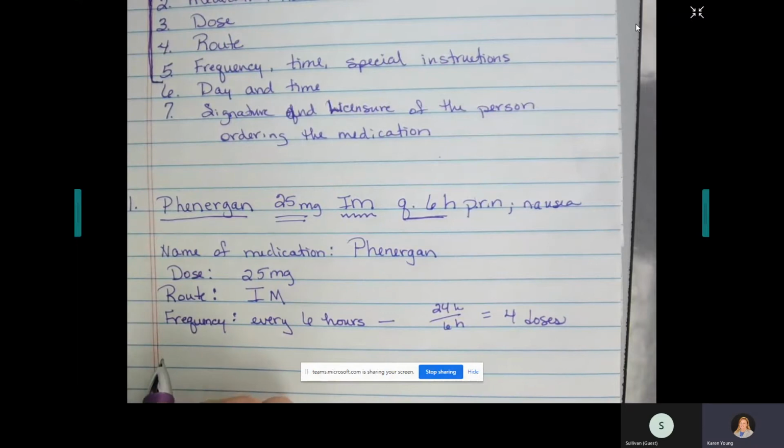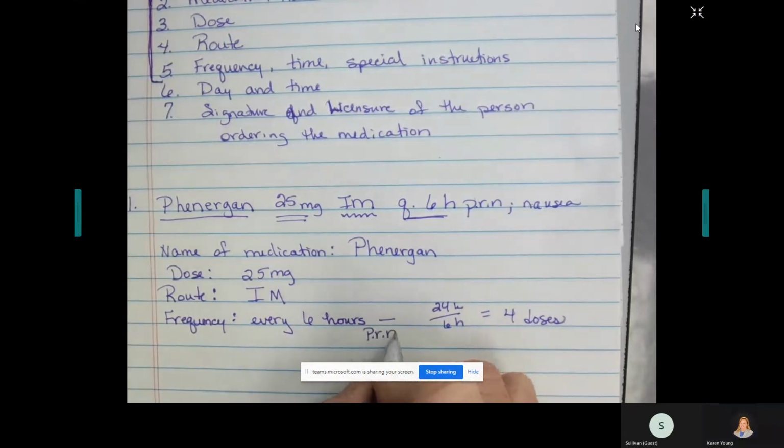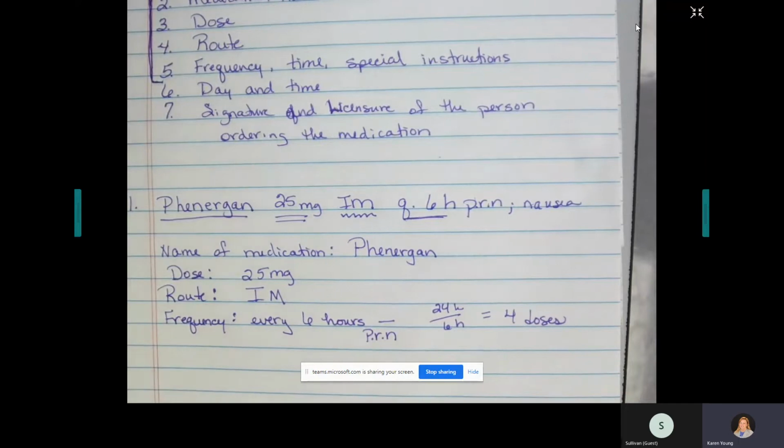And then, is there special instructions? Every 6 hours, PRN. I forgot that one. As needed. And the thing with PRN that a lot of people don't understand, and my husband is one of them, is that you may need it at 8 o'clock in the morning, okay? And it depends on what you got.